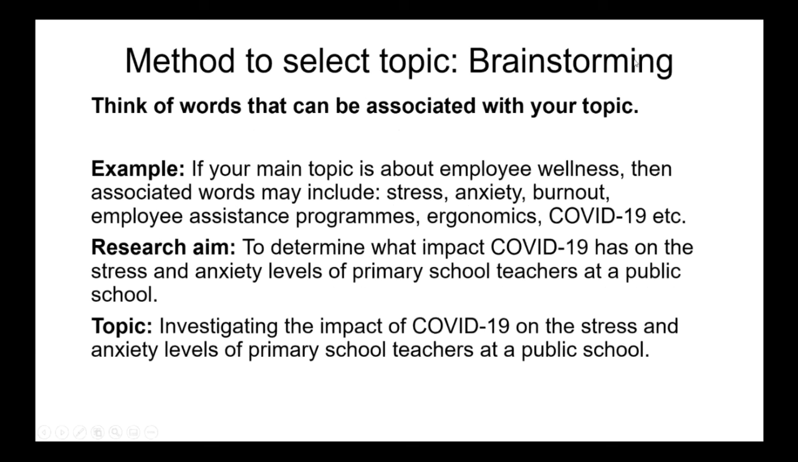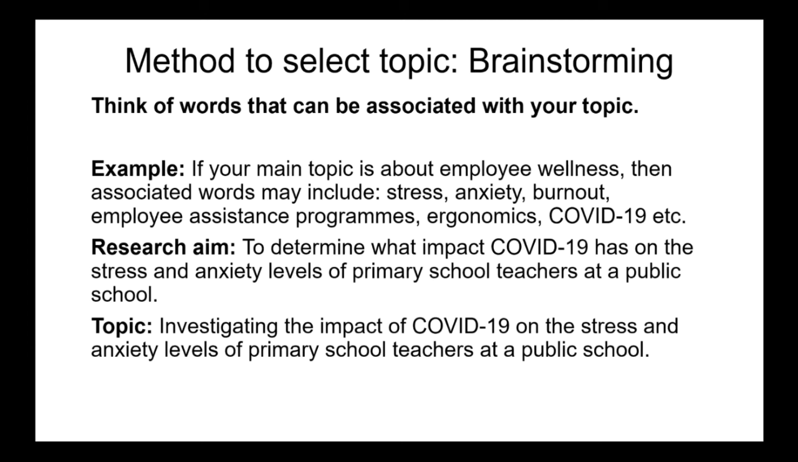So one method that you can use to decide on a topic is brainstorming. What you can do is think of words that are associated with your topic. For example, if your main topic is employee wellness, then you need to think of words that can be associated with employee wellness. For example, stress, anxiety, burnout, employee assistance programs, ergonomics, COVID-19, and so forth.